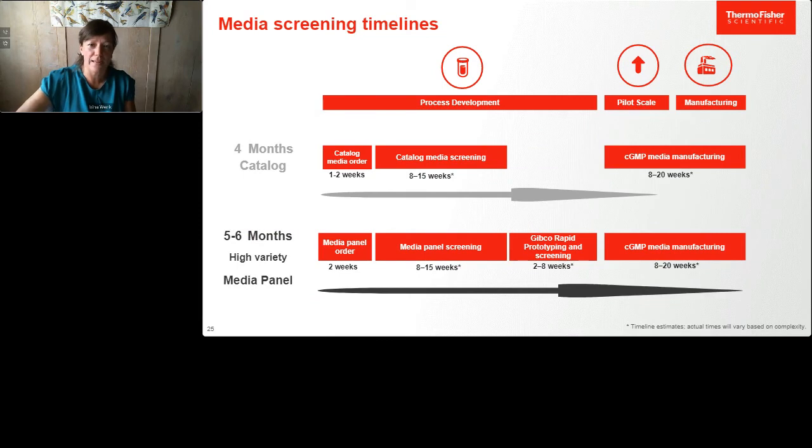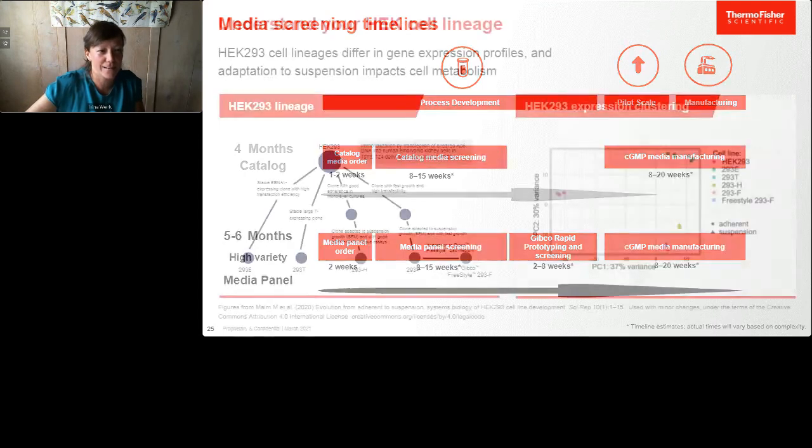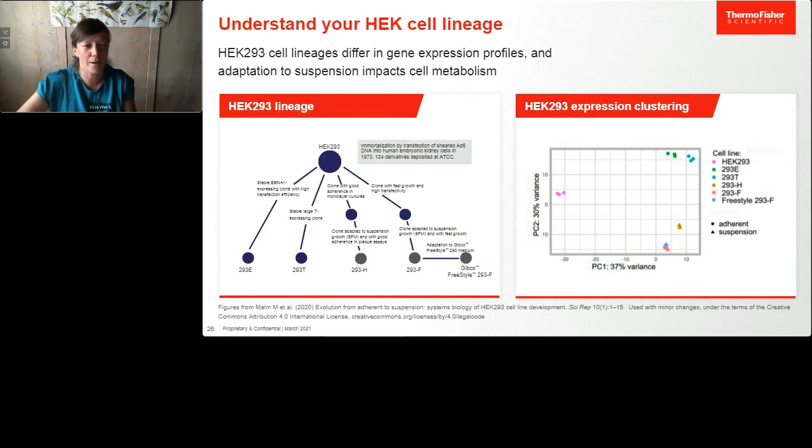So why would we test a panel instead of one high-performing catalog product to get results quickly? I think the order of the slides is a little bit different than I expected, so I skip this one and go back to that one later, no problem. So as mentioned, why would we test the media panel instead of a very simple high-performing catalog product to get the results more quickly before we scale up?